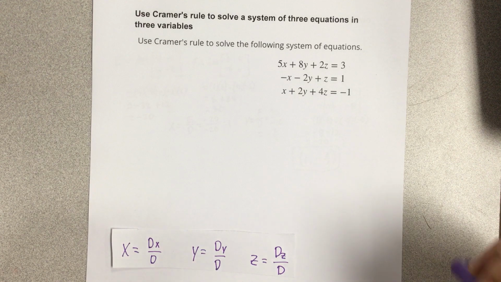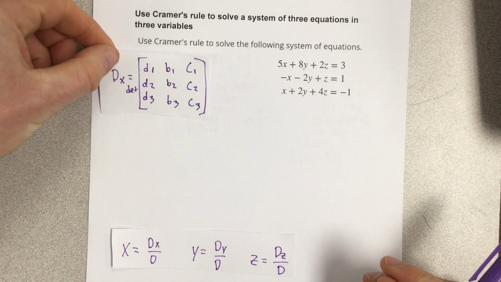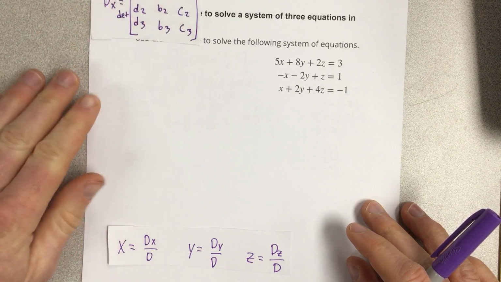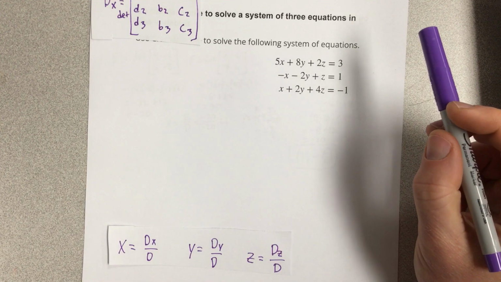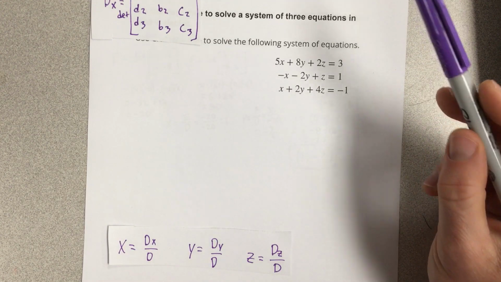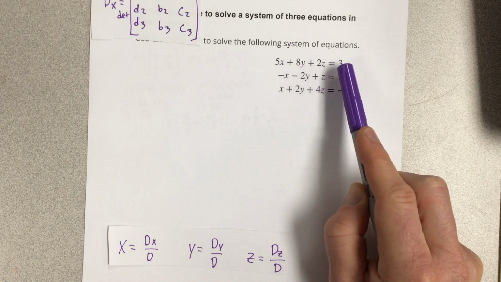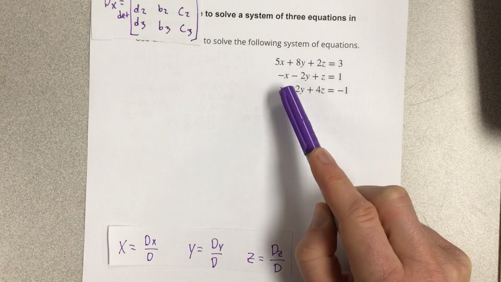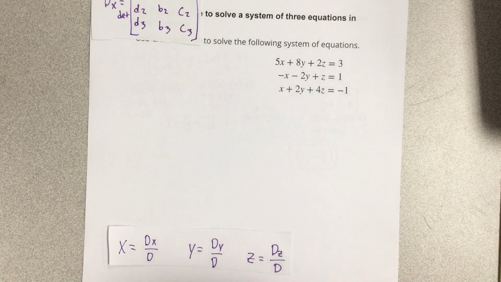And then we're going to need to figure out Dx, Dy, Dz, and D. And to do that, we're going to use these little formulas. I'm going to put them on top of the problem. So it's going to say Dx equals determinant of d1, d2, d3, b1, b2, b3, c1, c2, c3. Obviously, this is a1, b1, c1, then d1. It would go in alphabetical order, so A, B, C, and D. And the 1s, 2s, and 3s just stand for first, second, and third equations.